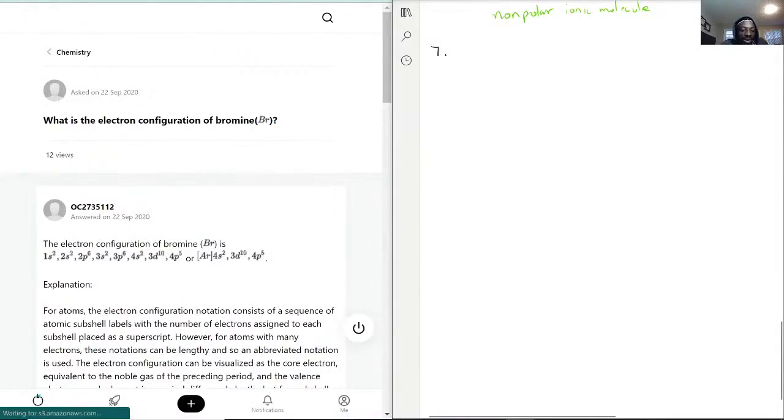What do we have for question 7? What is the electron configuration for bromine? So now let's refer back to the periodic table.